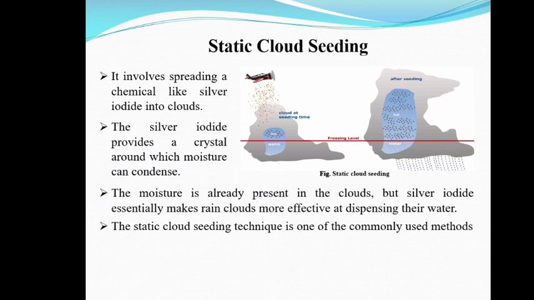It involves spreading a chemical like silver iodide into clouds. The silver iodide provides a crystal around which moisture can condense. The moisture is already present in the cloud, but silver iodide essentially makes a rain cloud more effective at dispersing their water. The static cloud seeding technique is one of the commonly used methods.